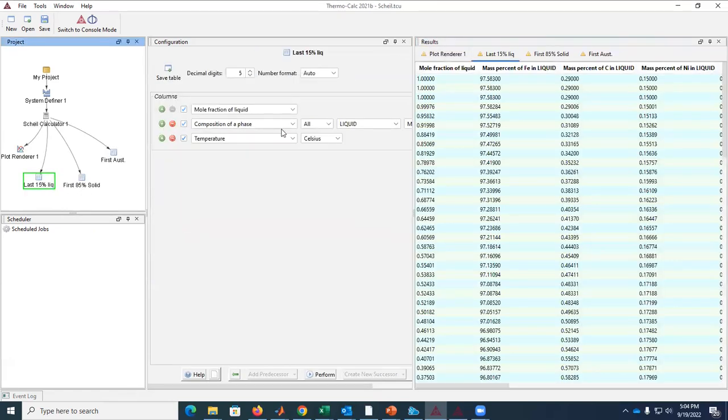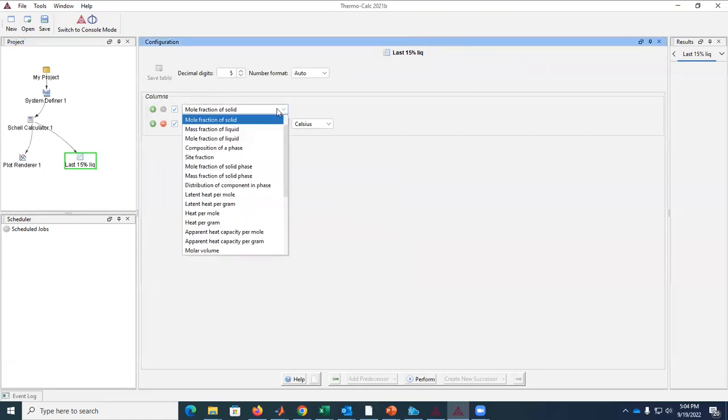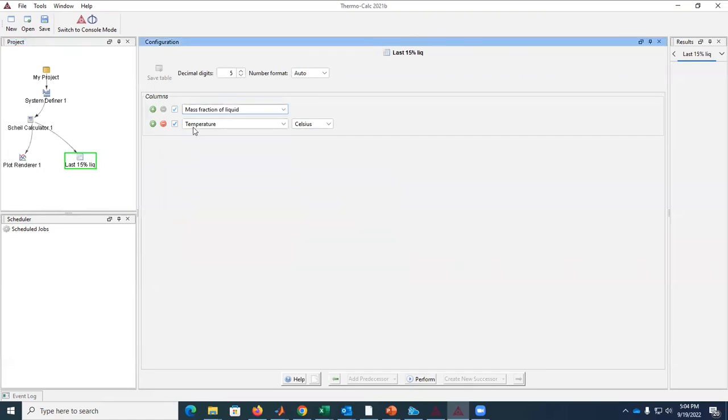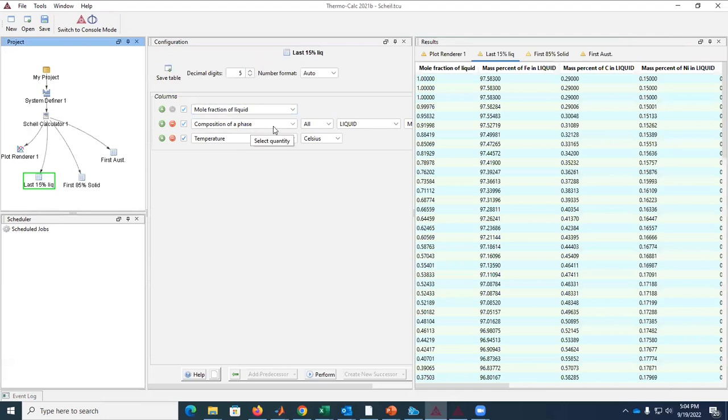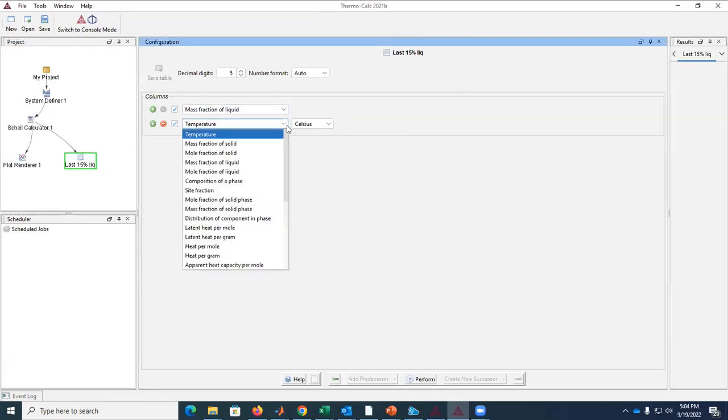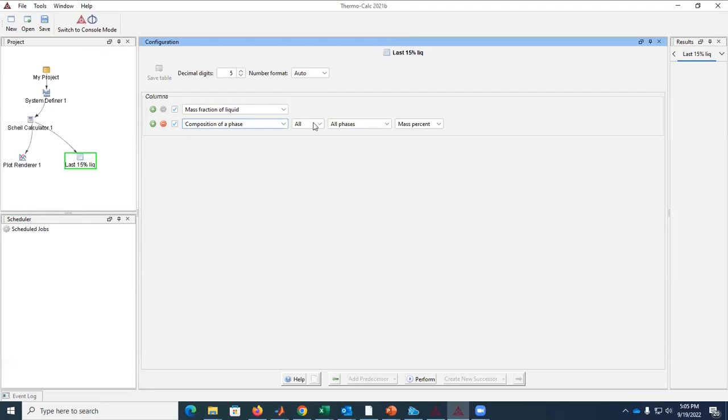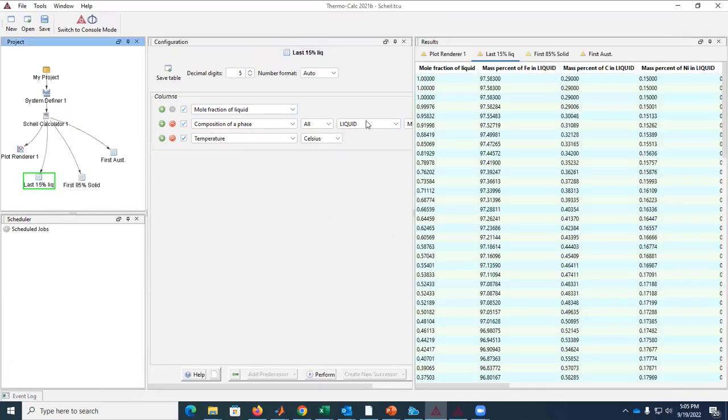In this table, I put three conditions. The first is mole fraction of liquid. The second condition is composition of phase, and in this case, liquid. I'm going to change it to composition of phase, all, and all means all of the elements. I can select a particular element, for example carbon, if I want, but I want to see all of the components. I can also place all of the phases, but that's going to take a while because there are a lot of phases predicted. I'm just going to select liquid in this case, in mass percent. So that's the second part of the table.